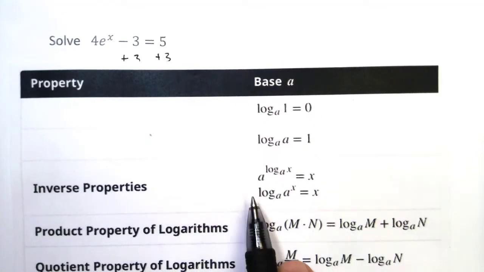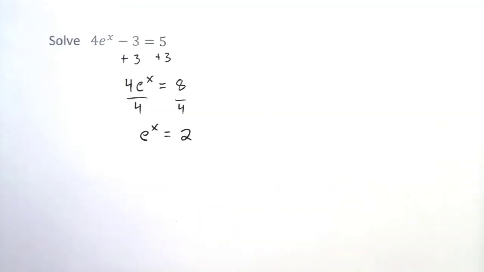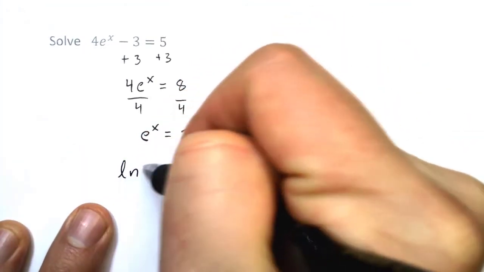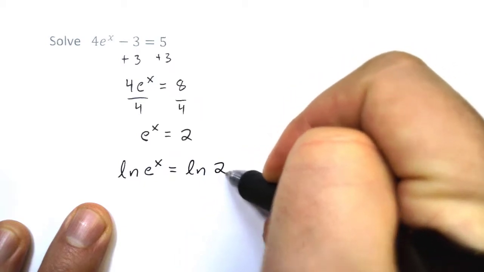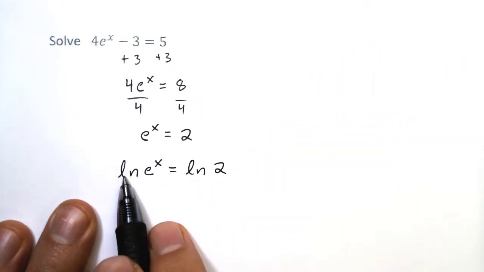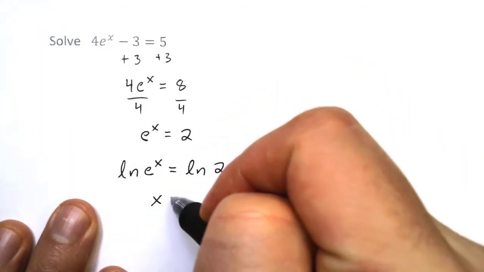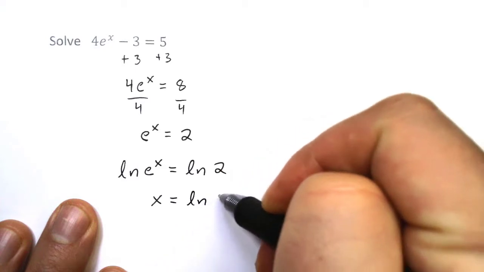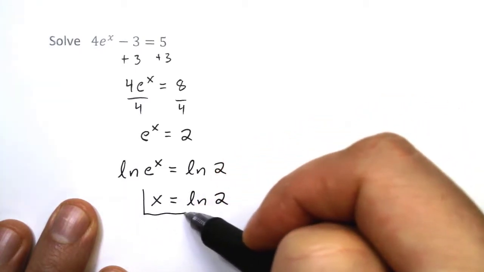So what I'm going to apply here is log base e. Now we have another name for log base e, that's the natural logarithm. So what I'm going to do is I'm going to apply the natural logarithm to both sides. Now what the inverse property says is that the natural log and the e cancel off and they bring the x down. And we have solved this exponential equation.